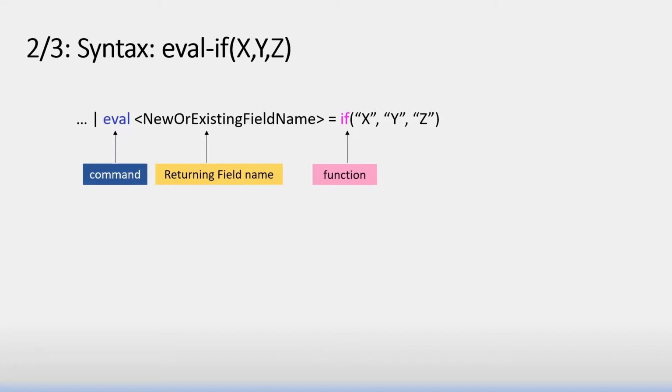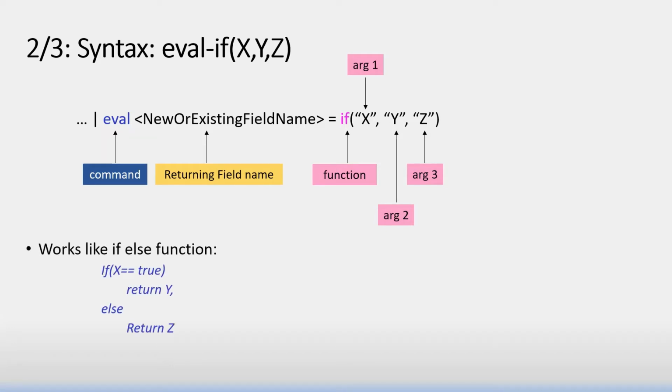And if is the function, we call it a function in Splunk, and then there are three arguments. It works exactly like our traditional if else statement. It means if expression x is true, then it will return y. If the expression x is false, then it will return z. It's very interesting, and we'll see in the demo how we can use this eval if expression.